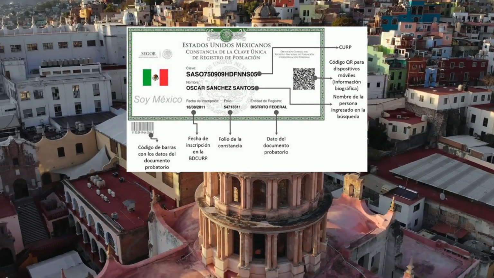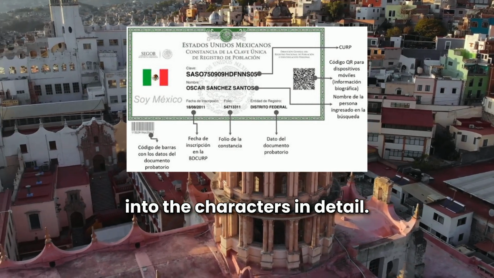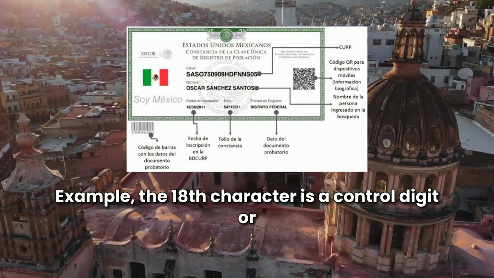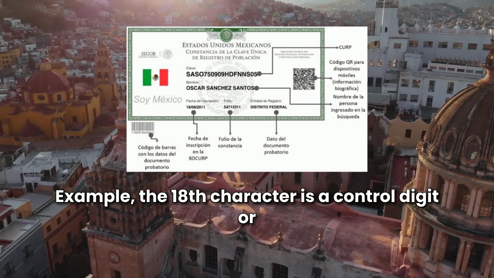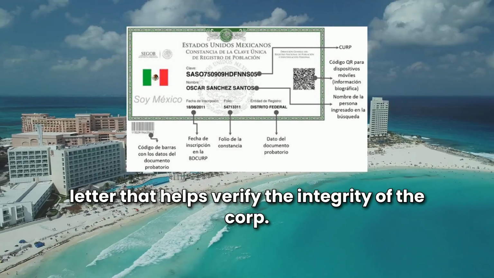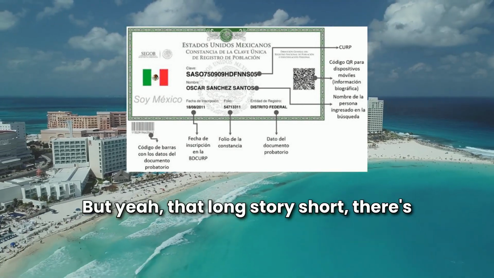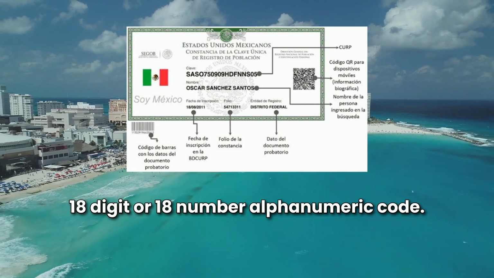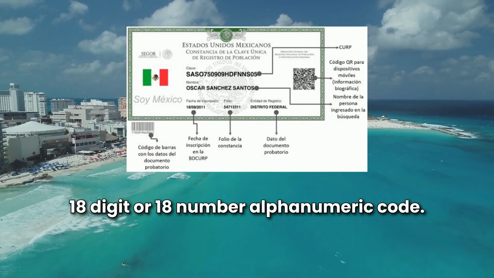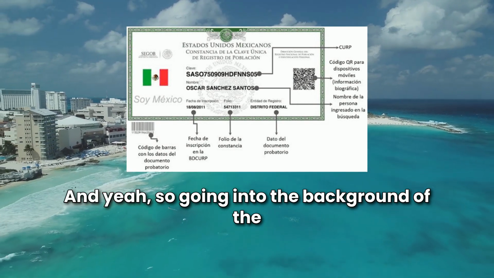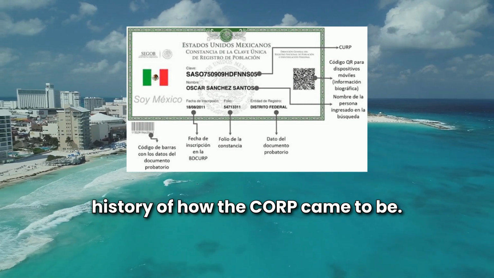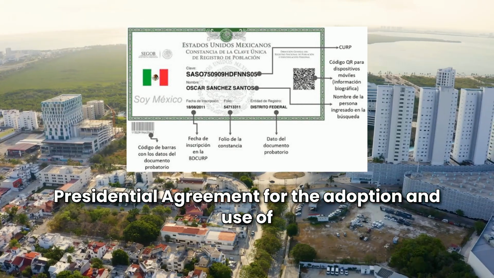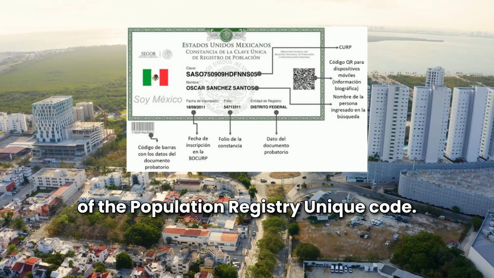And we could go into the characters in detail. For each of the 18 characters, there's a formula there. For example, the 18th character is a control digit or letter that helps verify the integrity of the CURP. But long story short, there's a whole formula for how they get the 18-character alphanumeric code. And going into the history of how the CURP came to be, the CURP was introduced in 1996 under the Presidential Agreement for the Adoption and Use of the Population Registry Unique Code.